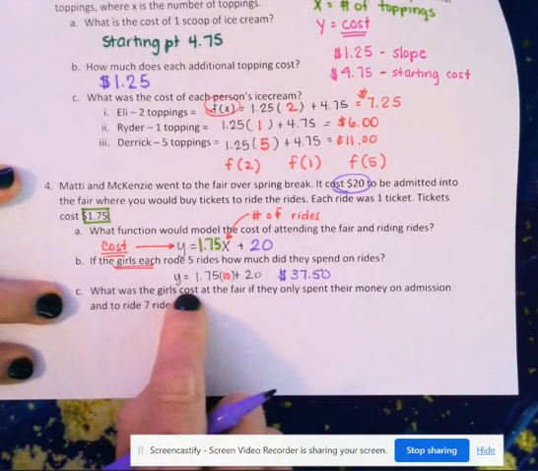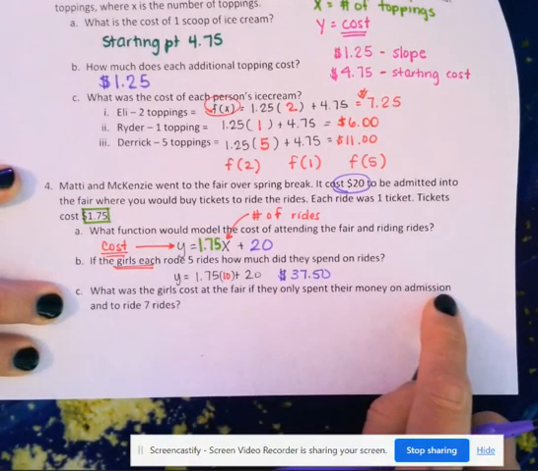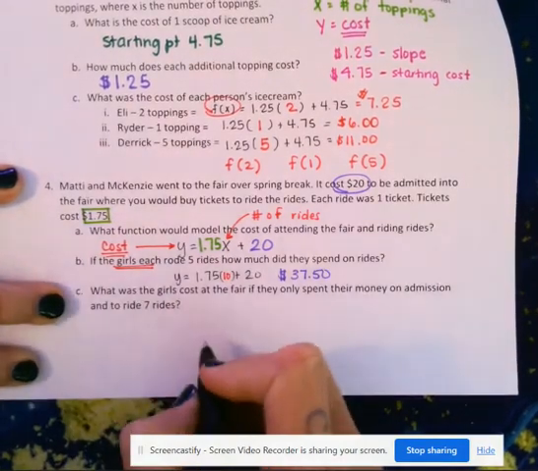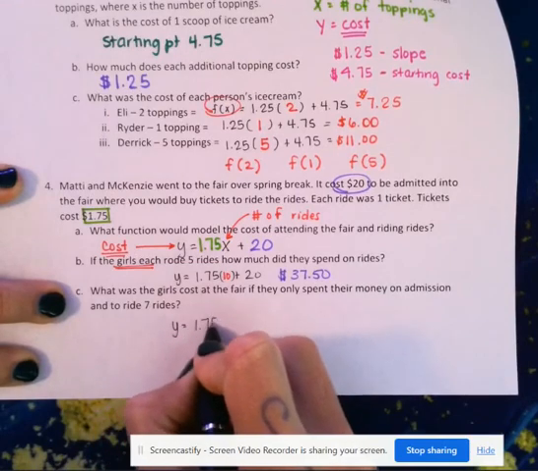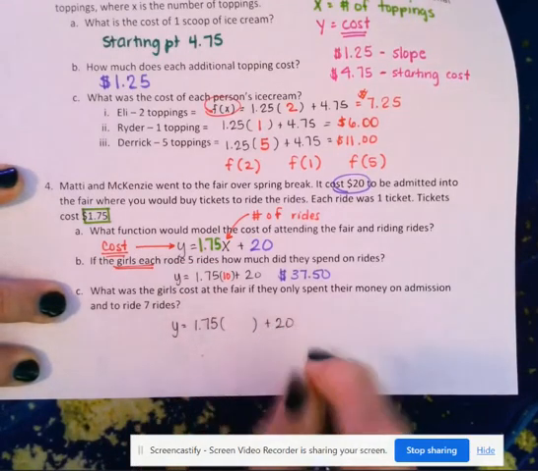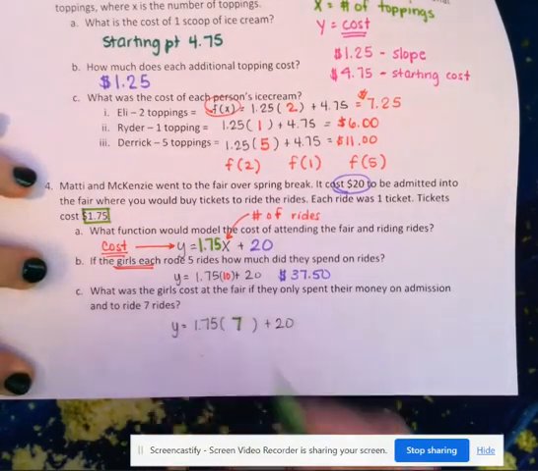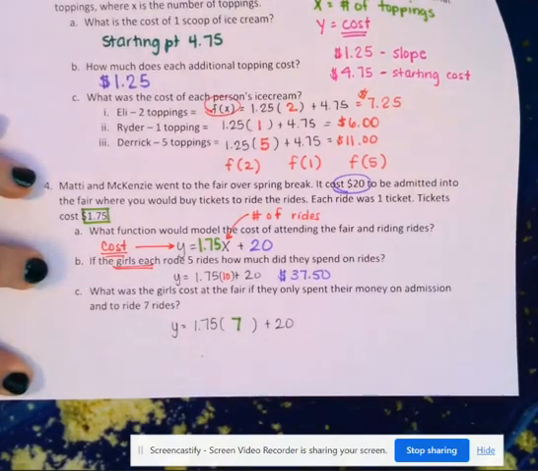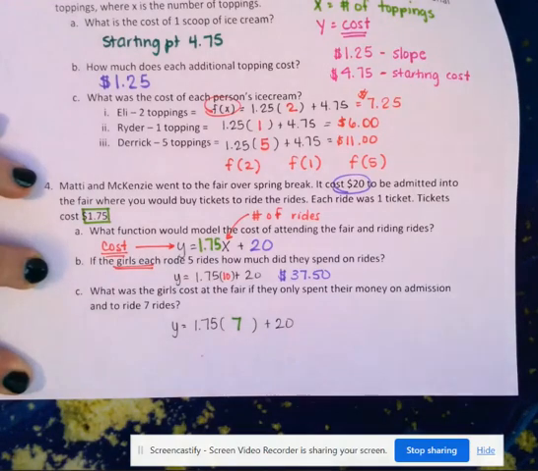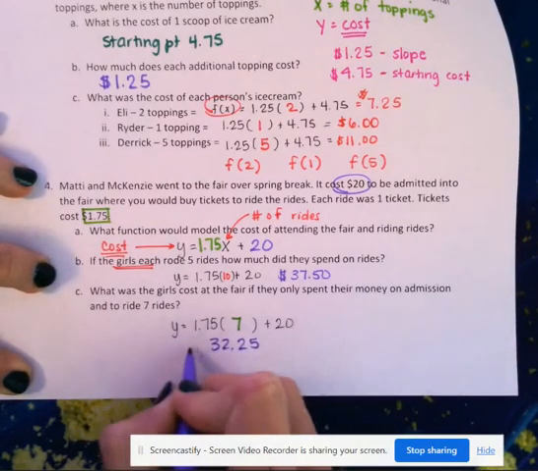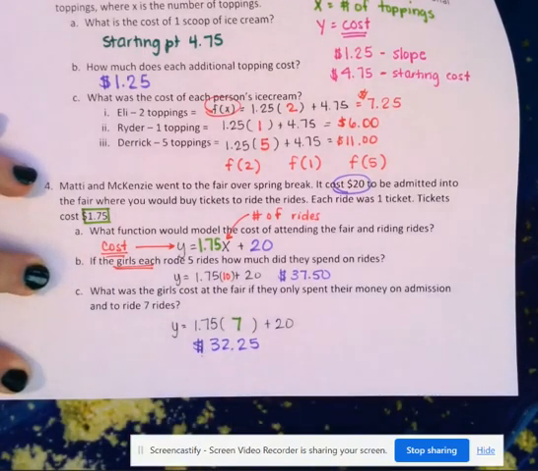All right, what was the girls' cost of the fair if they only spent their money on admission and to ride 7 rides? So they only paid to get in and then to ride 7 rides. So y equals 1.75x plus 20, because this is non-negotiable. The only thing that's up for debate right now is how many rides they rode. In this case, they rode 7. So 1.75 times 7 plus 20 is going to give us 32.25. Ow, sorry. 32.25. All right, guys, hopefully you're starting to see some pattern in these word problems.